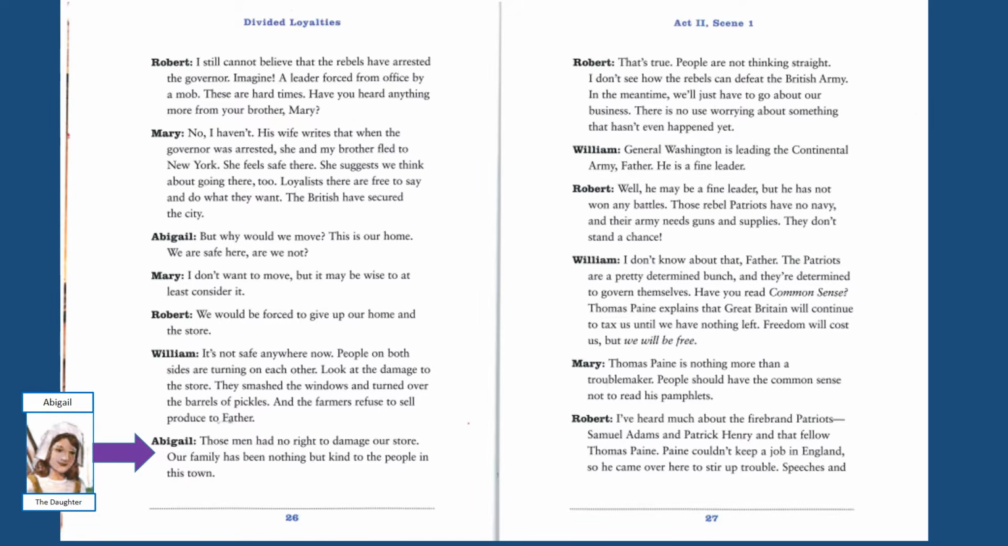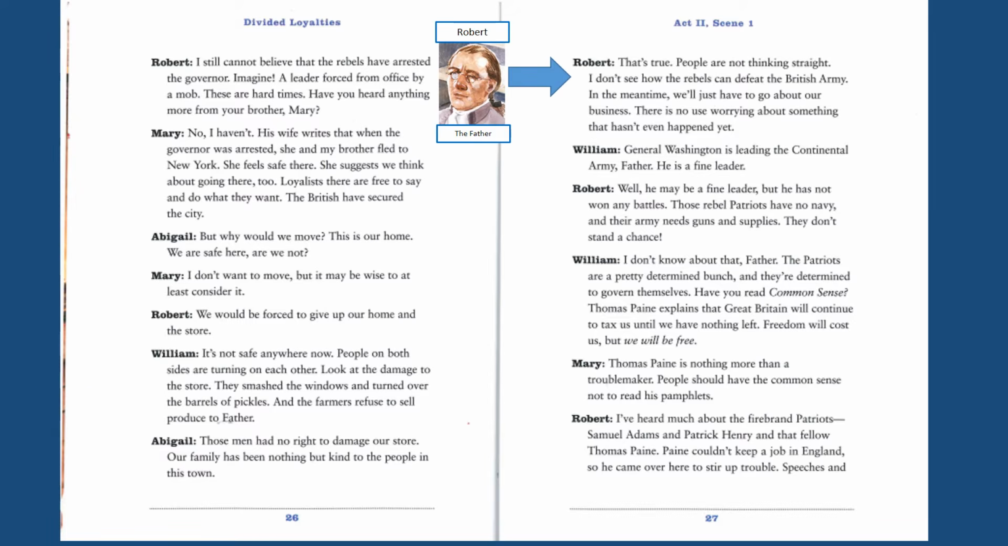Those men have no right to damage our store. Our family's been nothing but kind to the people in this town. That's true. People are not thinking straight. I don't see how the rebels can defeat the British Army. In the meantime, we'll just have to go about our business. There's no use worrying about something that hasn't even happened yet.